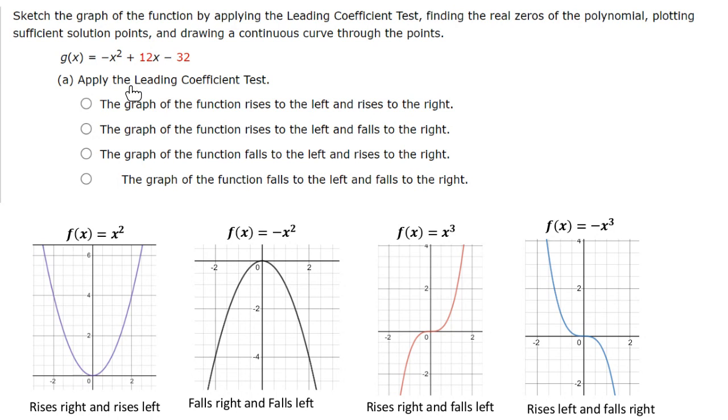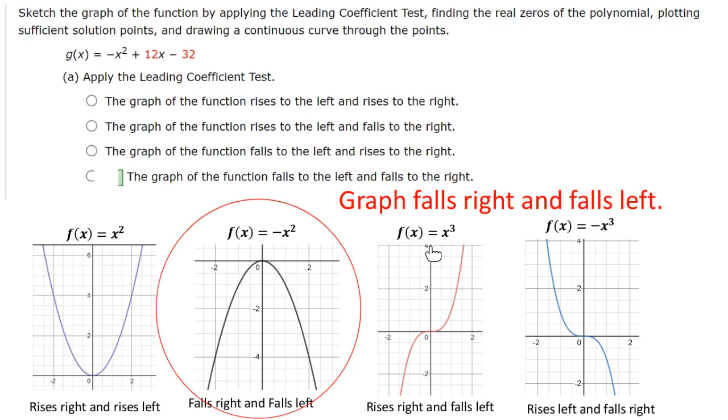So if I look at this function, my leading coefficient is a -1. So what this means is my function is going to be applied to this rule, that when my leading coefficient is a negative number, it's going to fall from the right and fall from the left. So which is the one that we have to select? So the correct choice is this. The graph of the function falls to the left and falls to the right. Yes? Awesome. All right. Any questions?